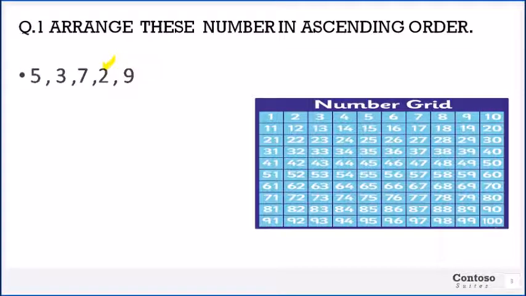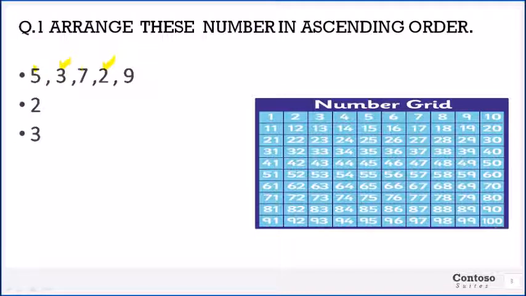We can take the help of the number grid also, which we made during the summer break. With the help of the number grid, we can easily find the smallest number among these. So here 2 is the smallest. Then among the remaining 4 numbers, which one is the smallest? 3 is the smallest one. So first 2 will come, then after 2, 3 will come. Now which numbers are left? There are 5, 7 and 9.